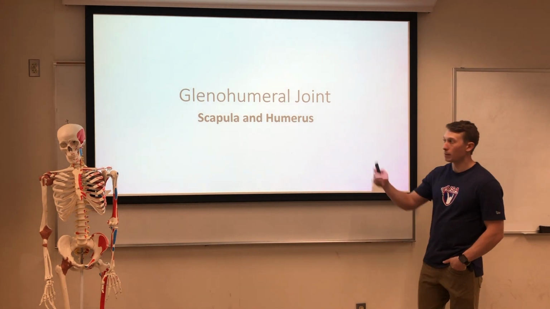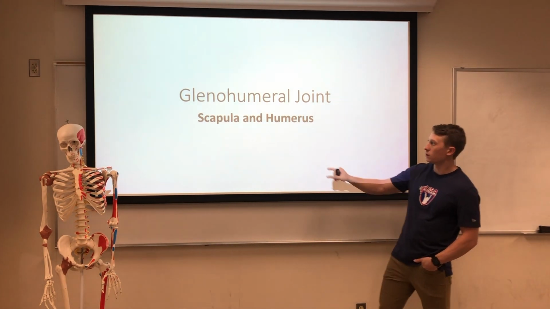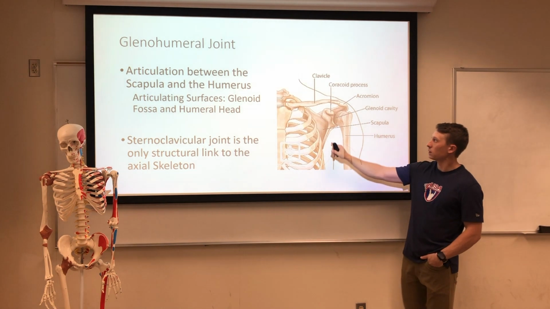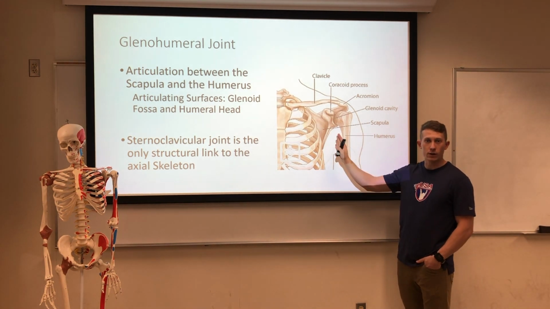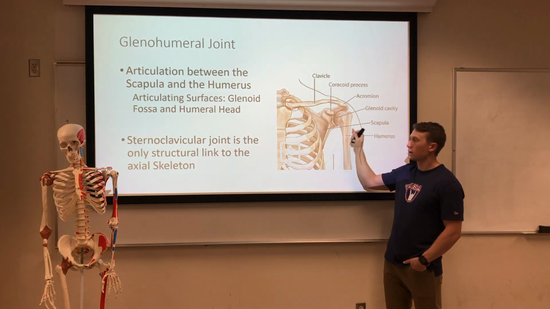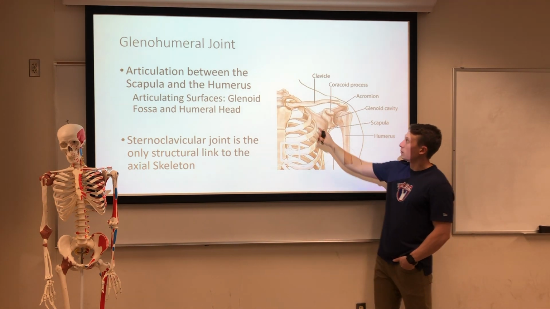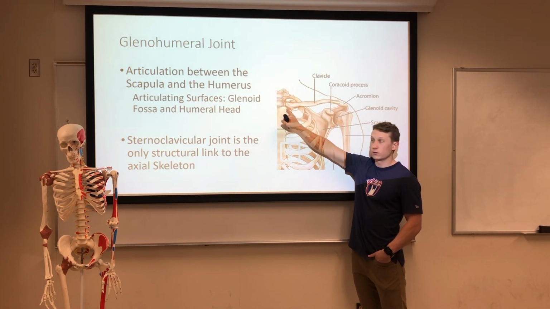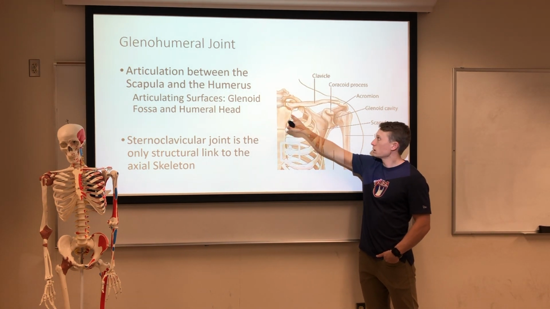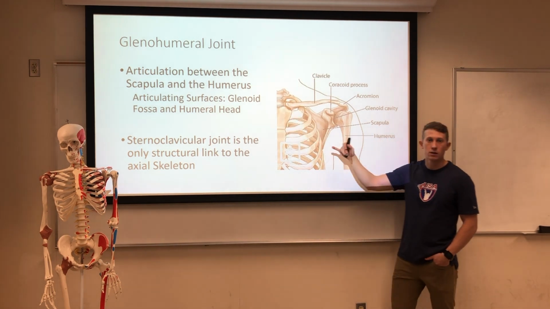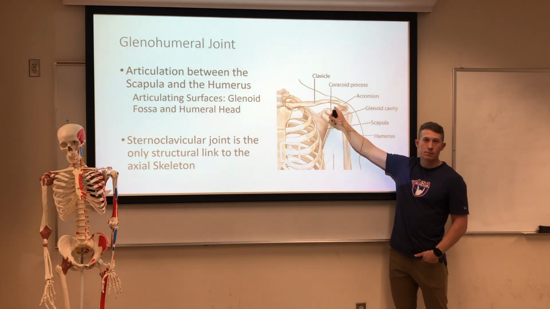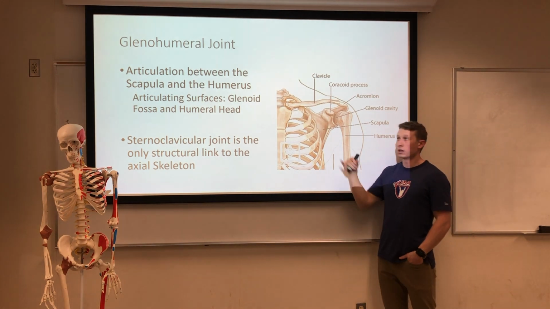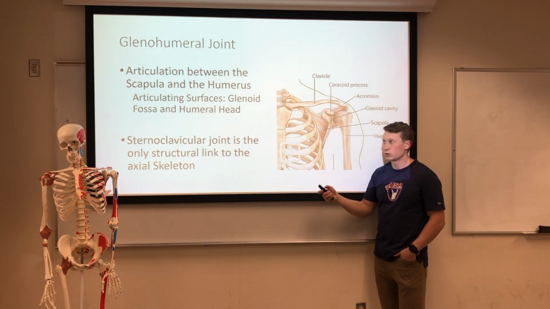Remember, our glenohumeral joint is the articulation between our scapula and our humerus. That glenoid fossa is the articulating surface with the humeral head. Remember, we talked about our articulating surface with our axial skeleton is our sternoclavicular joint. The articulation between our scapula and our clavicle is our acromioclavicular joint.